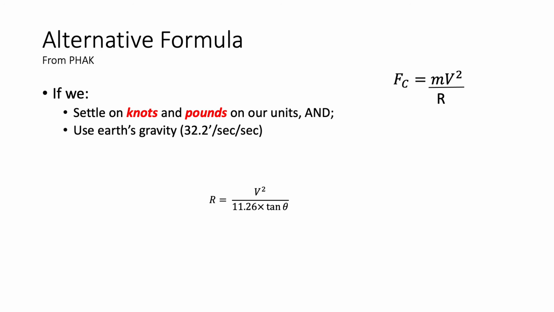If instead of using feet per second, we want to use knots and pounds, we have to change those constants just a little bit. It's just a matter of conversion is all it is. But this is the formula that you will often find in the textbooks for flying. And that 11.26 has been converted so that you can use knots on the velocity instead of feet per second. Everything else works the same.